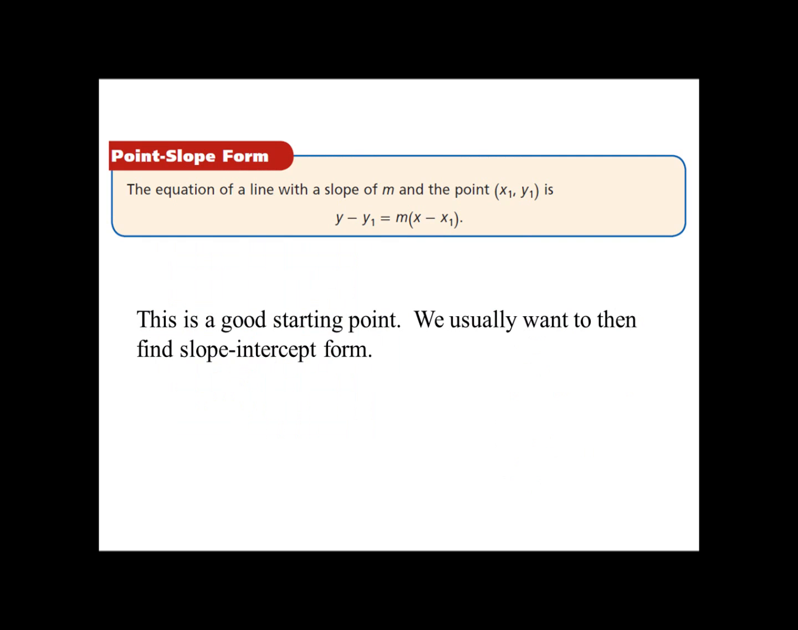Okay, let's move along. The point-slope form of the line is an equation that we use when we know the slope and we know 1 point on the graph. Now this is a good starting point. We generally don't keep equations in the point-slope form. We usually want to take them from the point-slope form and turn them into the slope-intercept form. So obviously we'll go over how to do that as well.